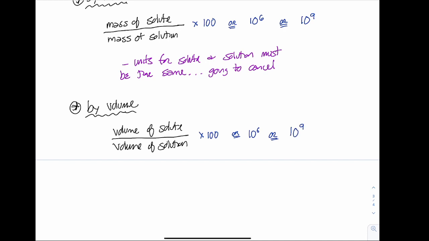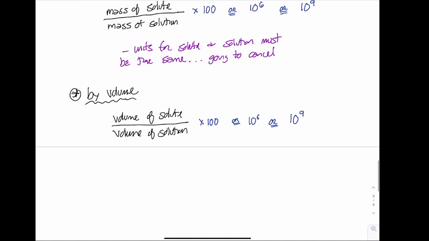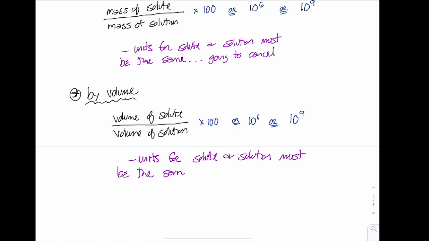So the same thing. The units for the solute and the solution must be the same. It doesn't matter what they are, they just have to be the same. So if one's in cups, the other can also be in cups. If one's in liters, the other's in liters. It doesn't matter. They just have to be the same. And they're going to cancel. So I'm not going to have any units on my answer.